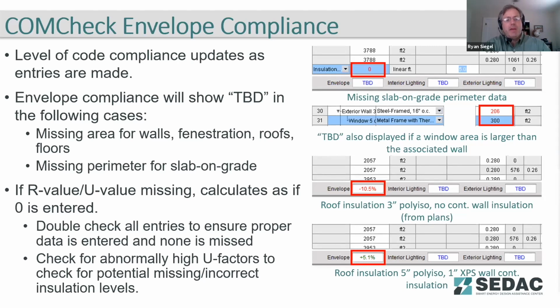And conversely, if your compliance percentage improves when you have made an input that should not be as good as the prescriptive tables, then again, that helps trigger that in the back of your mind saying, wait, that should have gone down and it went up. Did I put this in the wrong spot? And what we find is too often people rely too heavily on the results of a REScheck or a COMcheck and just looking at it and saying, you know, if it's green, it's right.